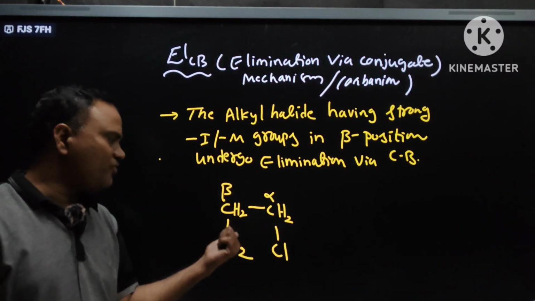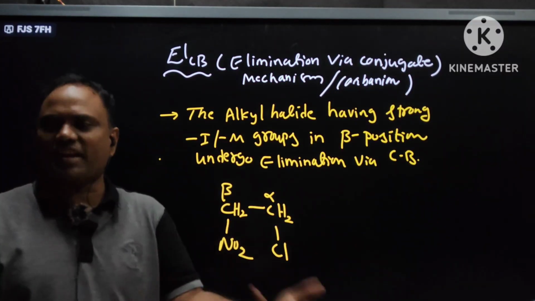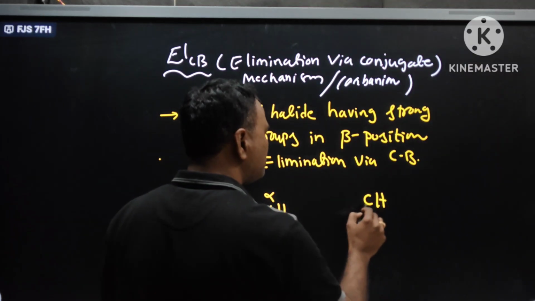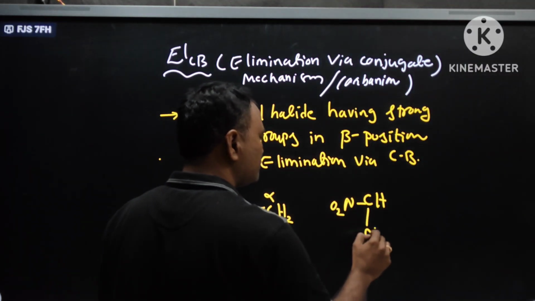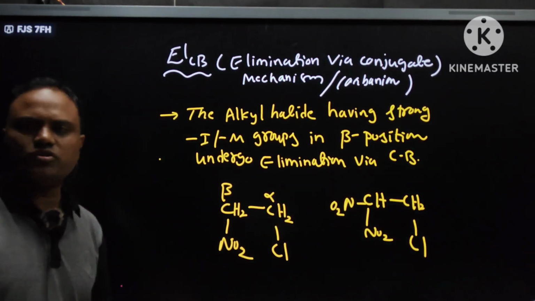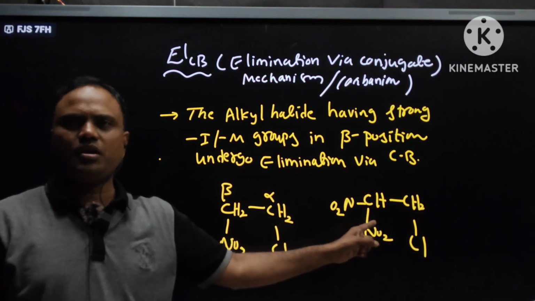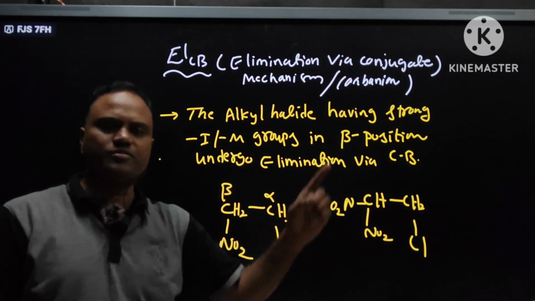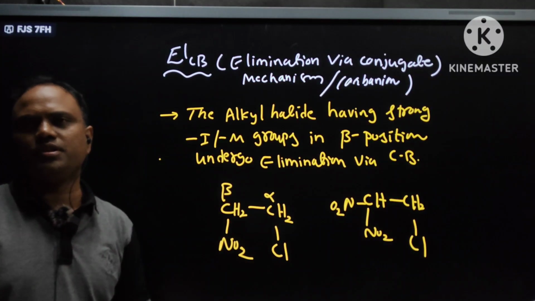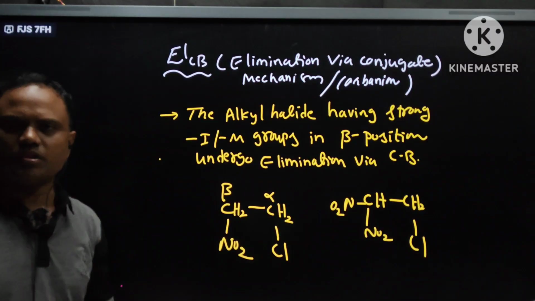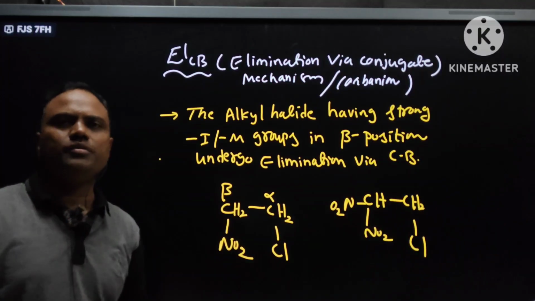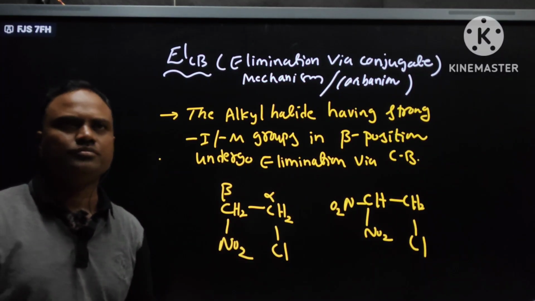If more is the number of minus I groups, more will be the reaction rate. For example, look at this. In which more minus I groups are there? In beta, more minus I groups are there, so its rate is more. Here only one minus I group is there, so its rate is less. Clear? Let us see the mechanism. Okay, then I'll close. If anything is there, just send a message, or we will do one small discussion.